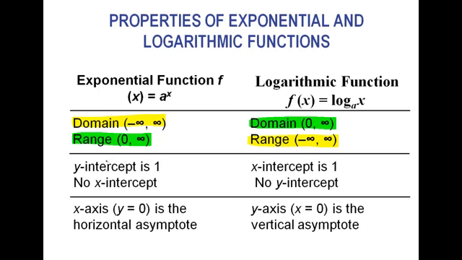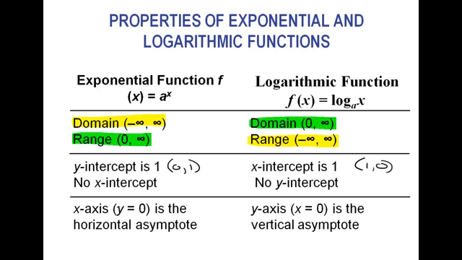For exponential functions, we have that the y-intercept is 1. So that means we always have the point (0, 1), and there is no x-intercept. Here, the x-intercept is 1, which means we always have the point (1, 0), the exact opposite, the inverse of that one, and there's no y-intercept.